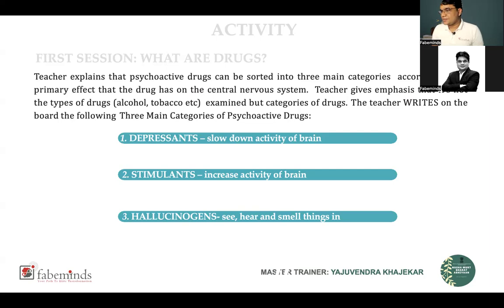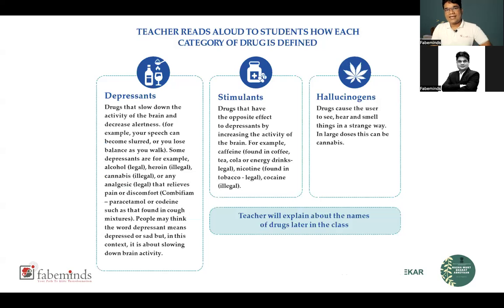So what do depressants do? Depressants slow down the activity of the brain. Stimulants increase the activity of the brain, and hallucinogens make you see, hear, and smell things. That's what happens. So the next part is a chart. We can have this printed chart with you, so you will be able to understand that.